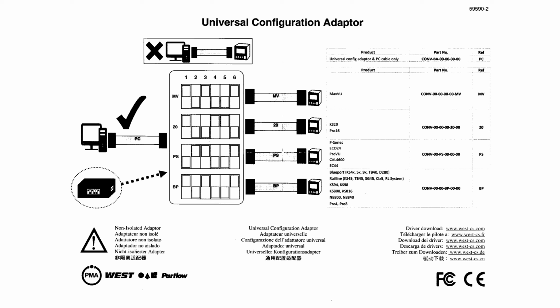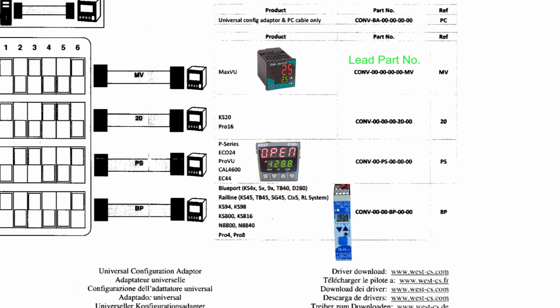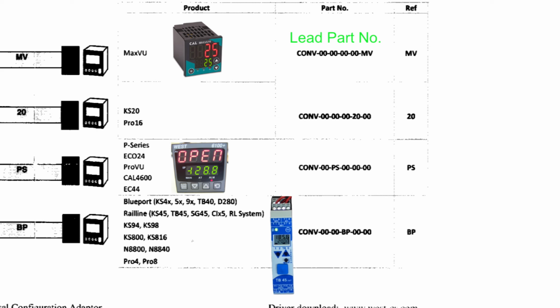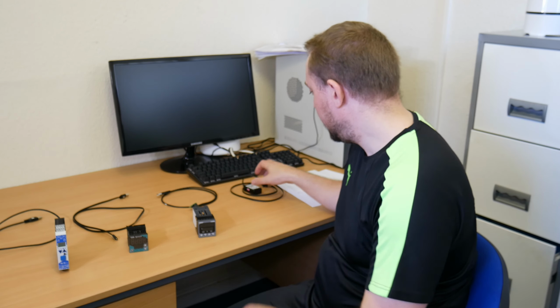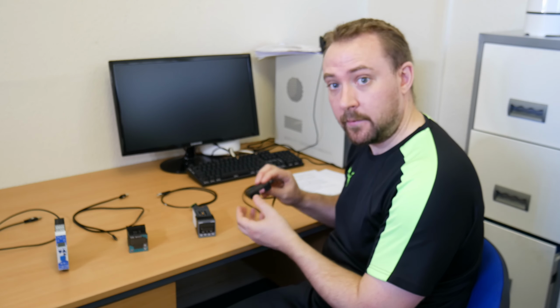The West instrument lead part number is conv00PS000000. The MaxView instrument lead part number is conv000000MV. The PMA instrument lead part number is conv0000BP0000. I will now demonstrate how to connect the P6100 controller to the adapter and set the switches.